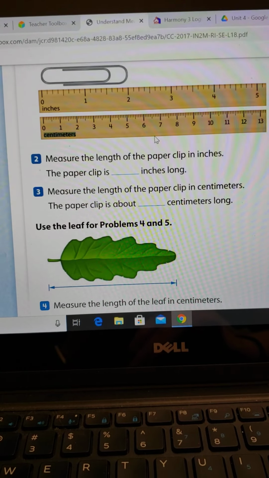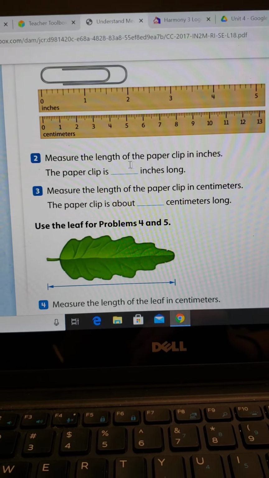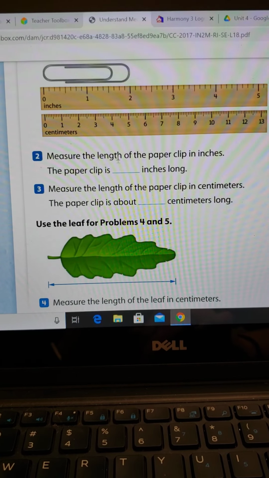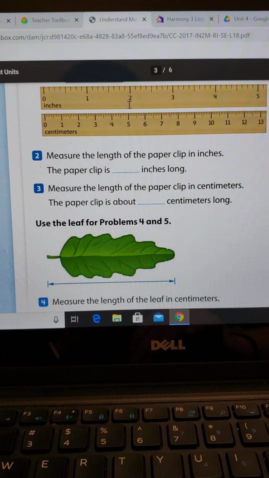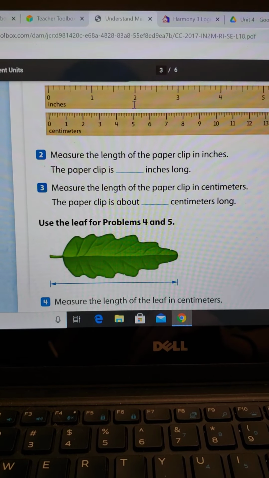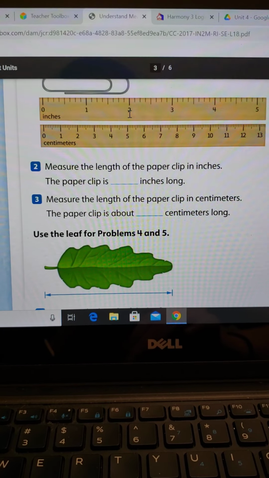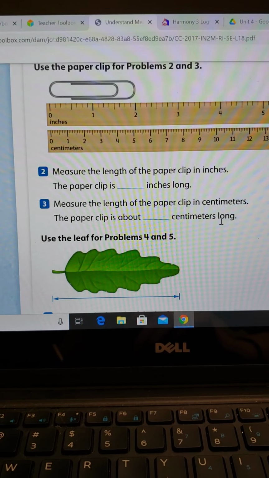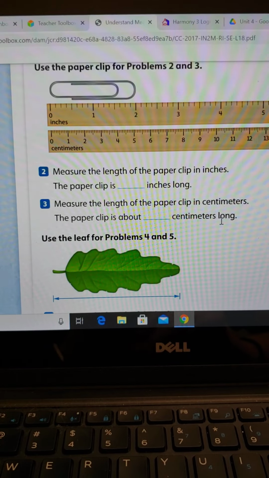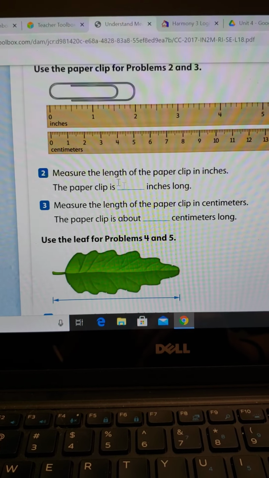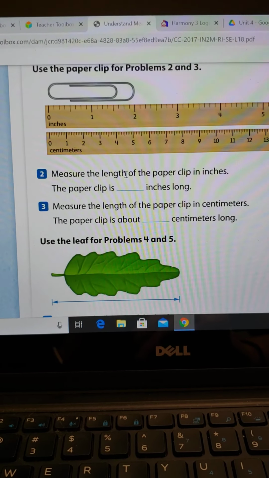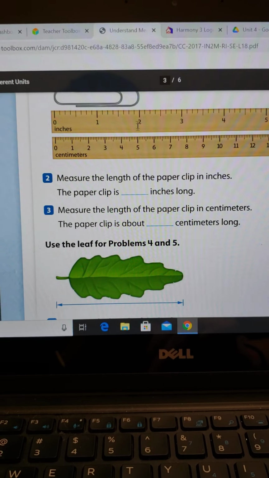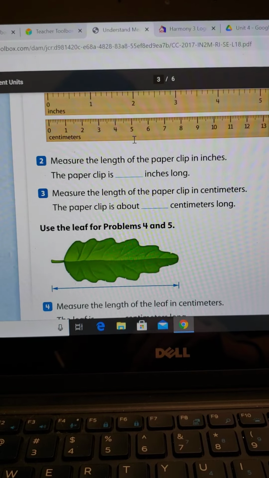to measure the paperclip. Which one of these numbers that you wrote in these blanks is smaller? Remember we said the paperclip is 2 inches and about 5 centimeters. So which one of those is smaller? It's going to take me fewer or less inches, right? Because I only have to have 2 inches, but I need 5 centimeters.